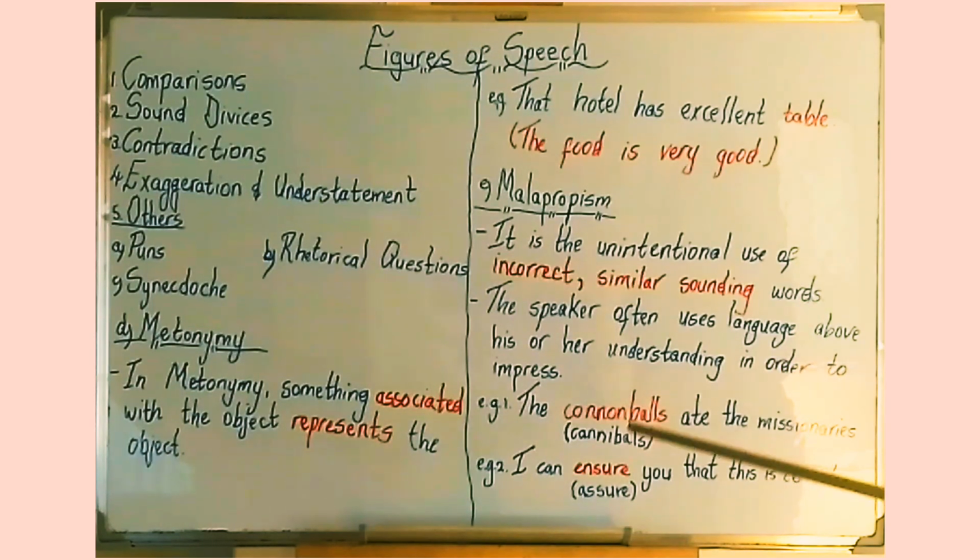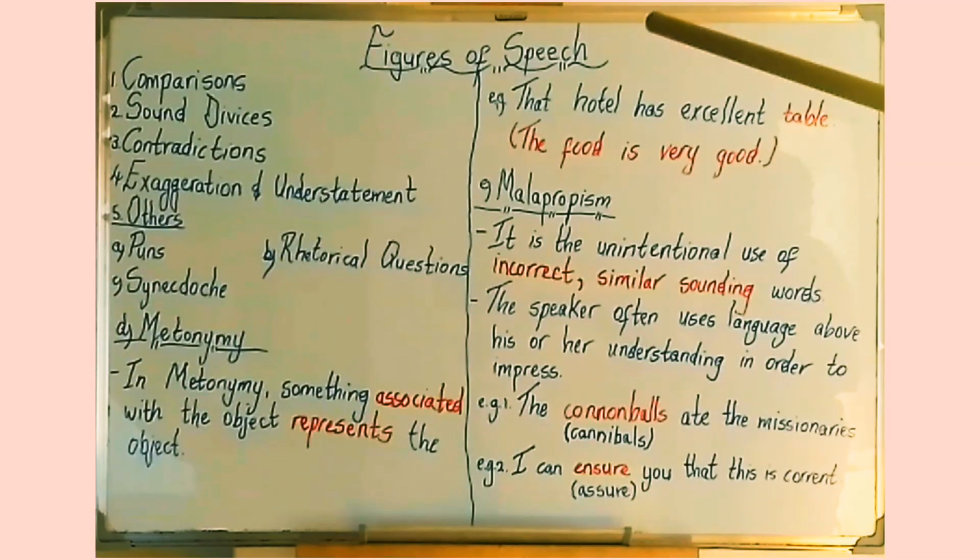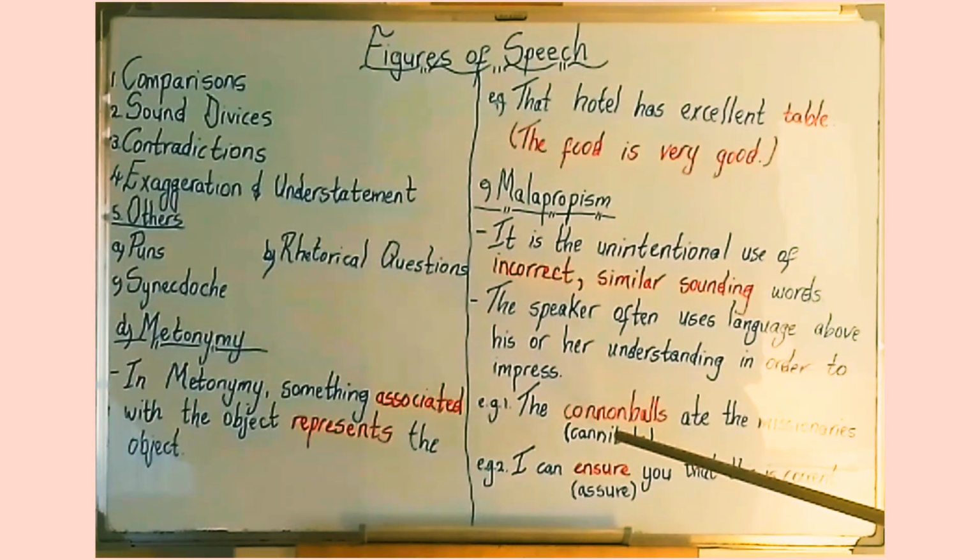So cannonballs, a cannon is like a bombing object which has wheels, and it shoots out balls of fire. When they land like a ball, like a bomb, they are called cannonballs. So cannonballs ate the missionary. So cannonballs are an object, they cannot eat.